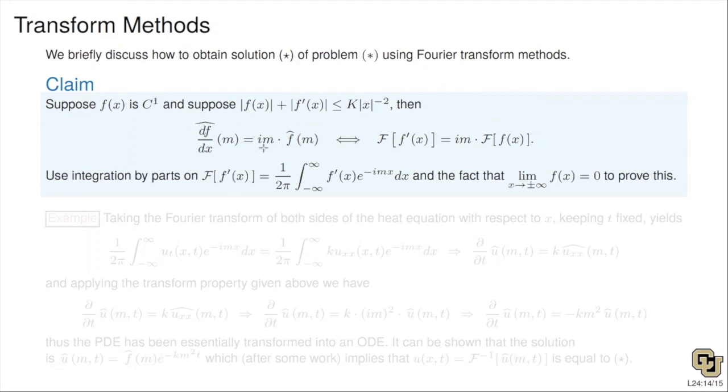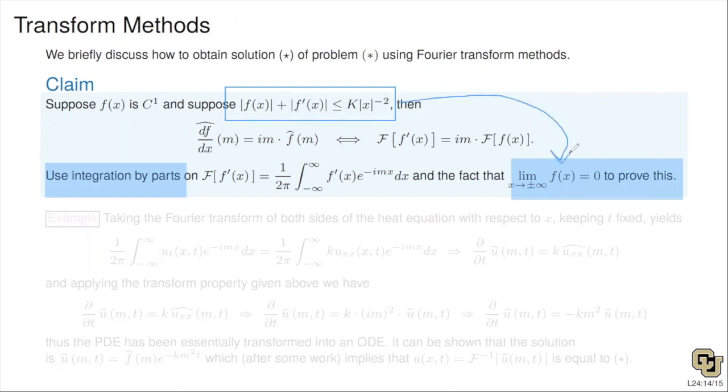So you'll show this property on a homework. It's not difficult at all. It uses integration by parts, and the fact that you can show the function decays as x goes to plus or minus infinity. That's the whole reason we have this requirement here. These two things, you get one from the other.